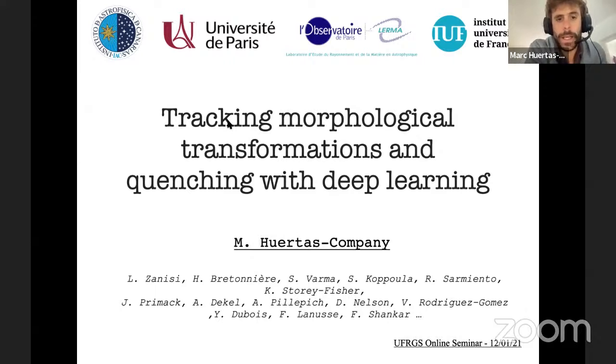So the initial talk I was planning was more of a technical talk about how you use deep learning and machine learning in general to estimate galaxy morphologies. I've slightly changed my mind while preparing the slides, and I decided to do something more focused on the physics and how you can use machine learning to try to better track down how galaxies change morphology and how they stop star formation.